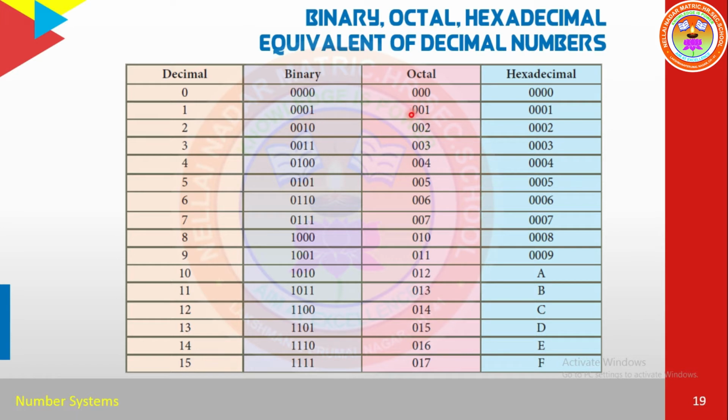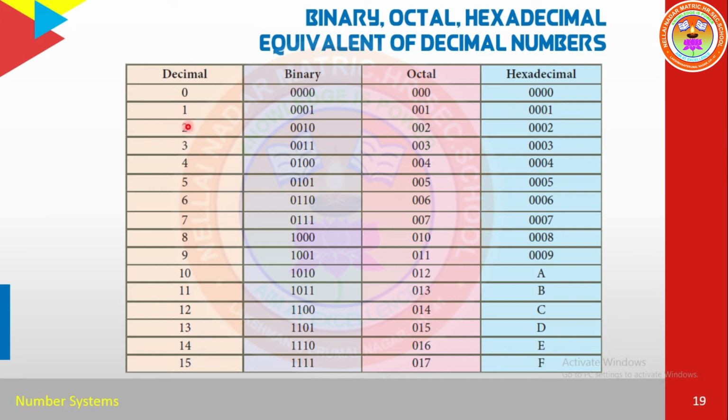Even octal is the same, and hexadecimal is also the same. Why? Because here it is 8 power 0 and here 16 power 0. So all the first values are obviously 1. That's why in all three different number systems, the first value is 1 here.